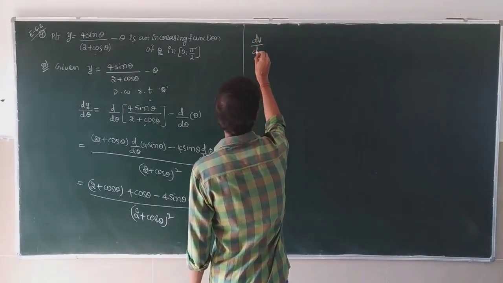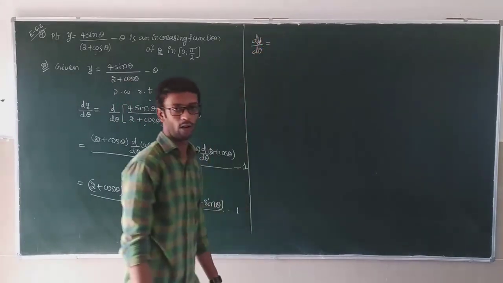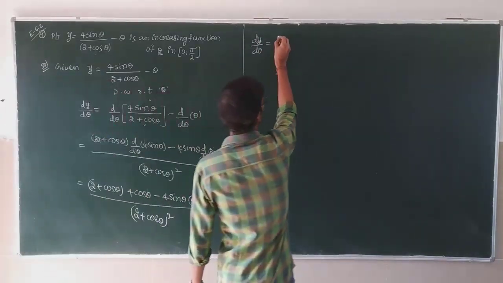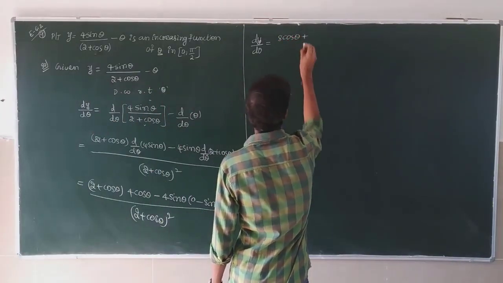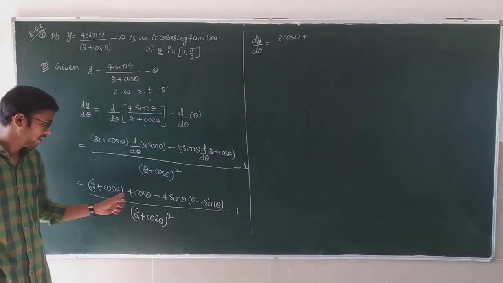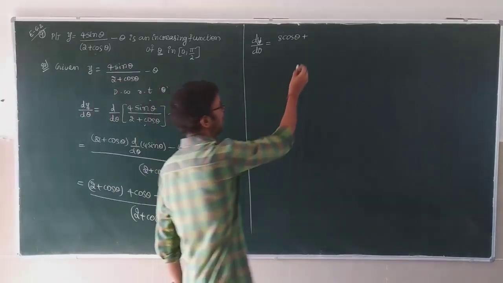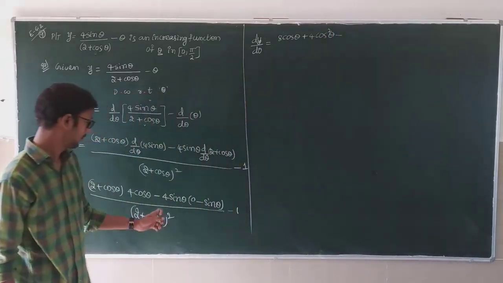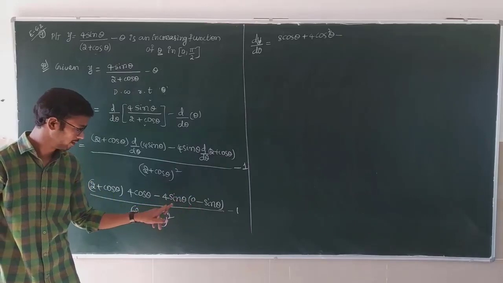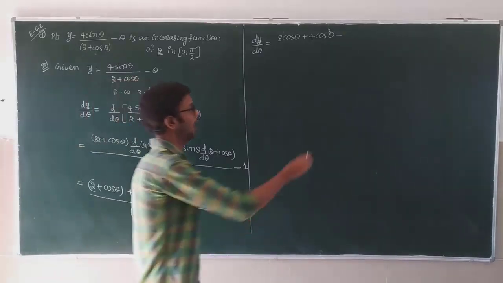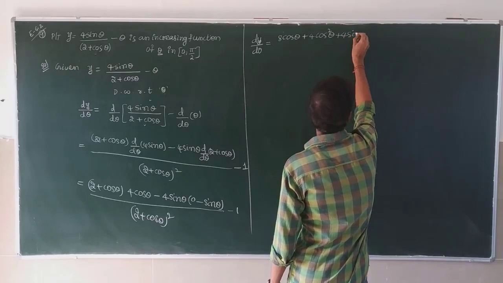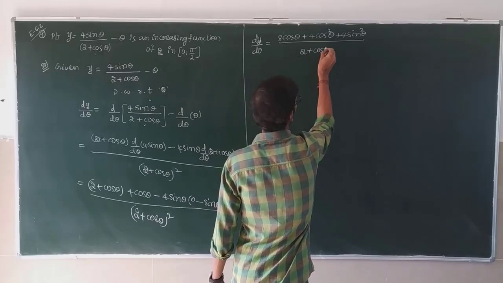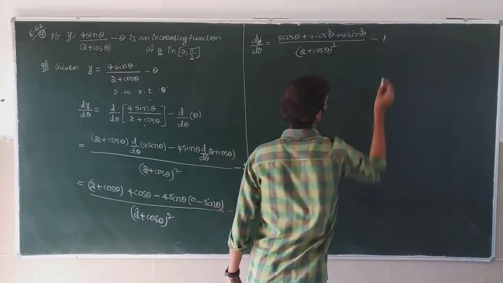Now simplify this. dy by d theta is equal to 2 into 4 cos theta, 8 cos theta, plus cos theta into 4 cos theta, 4 cos squared theta, minus into minus plus 4 sin theta into sin theta, plus 4 sin squared theta, whole divided by 2 plus cos theta whole squared, minus 1.